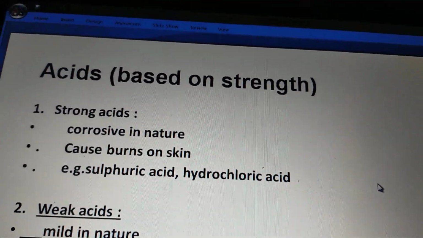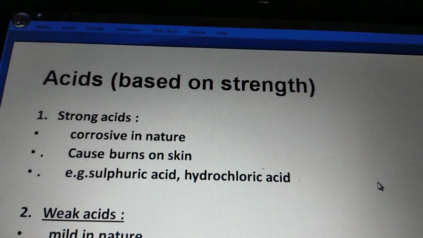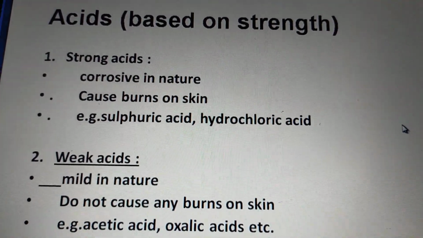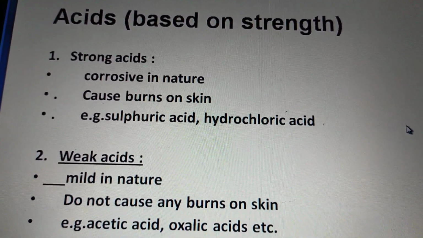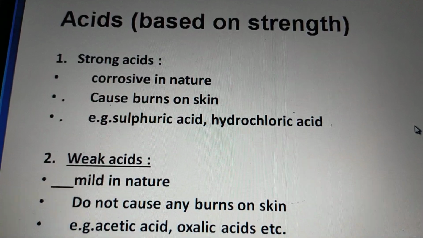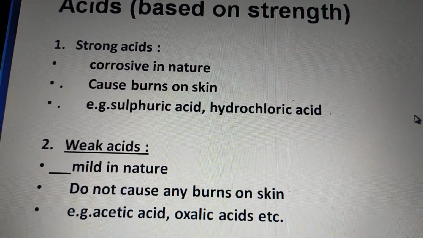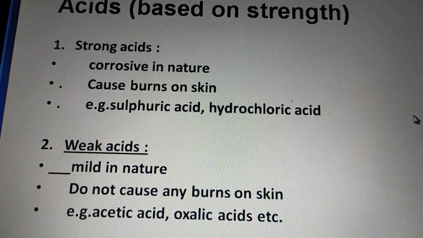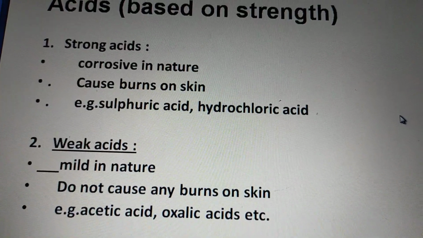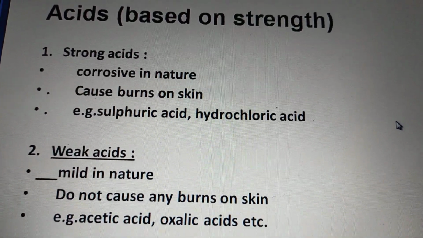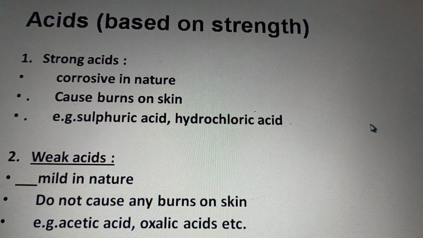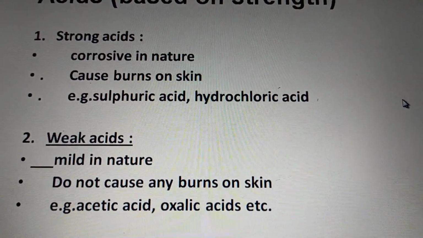Next classification, next type is based on strength. Acids are of two types, strong acids and weak acids. The acids which are very strong, they are corrosive in nature. They cause burns on skin like sulfuric acid, hydrochloric acid. But weak acids are very mild in nature. They are not causing any burns on the skin. Right? Like acetic acid, oxalic acid. Mainly the natural acids come under these weak acids. That means the natural acids which are present in the food and which we are eating also. So they are very mild in nature and do not cause any burns on the skin.